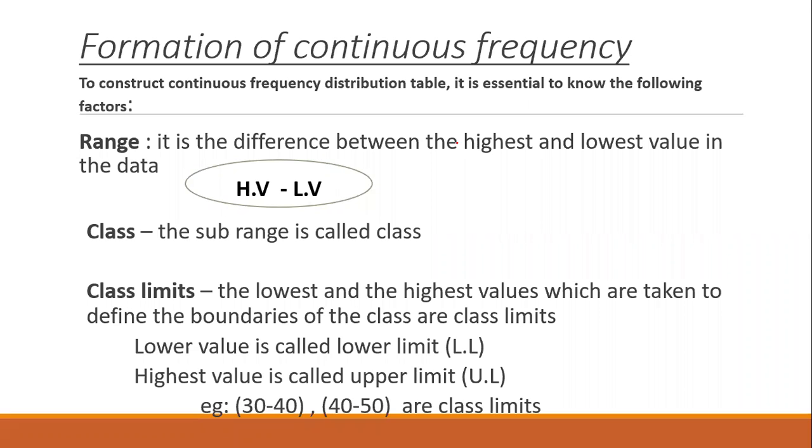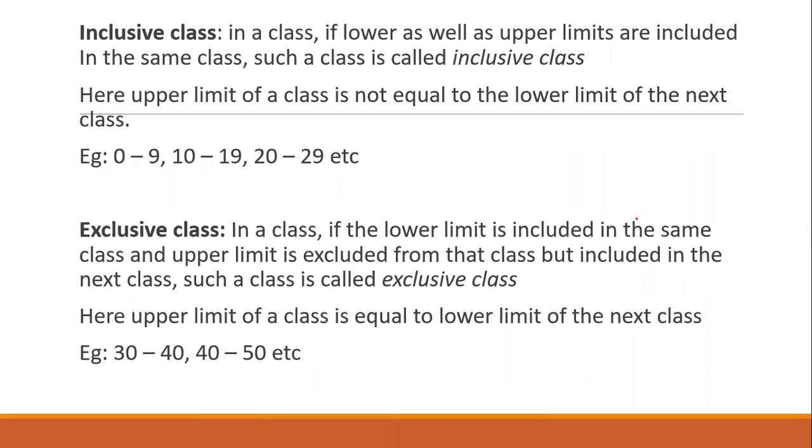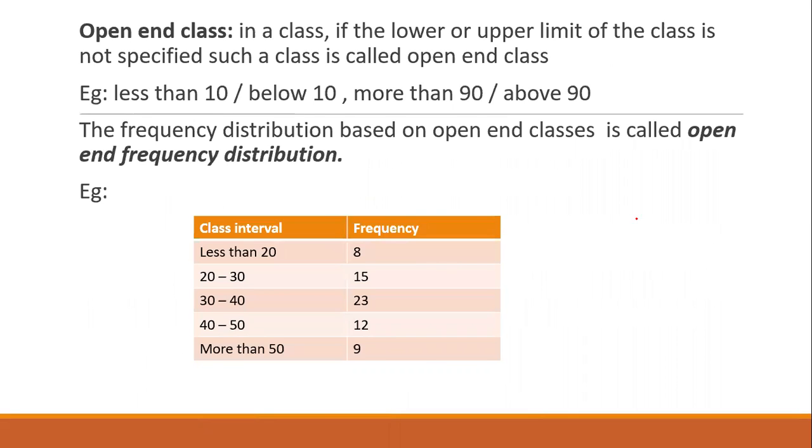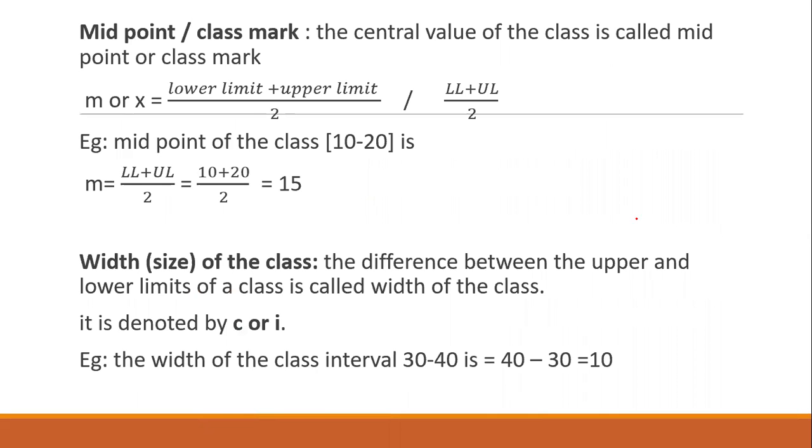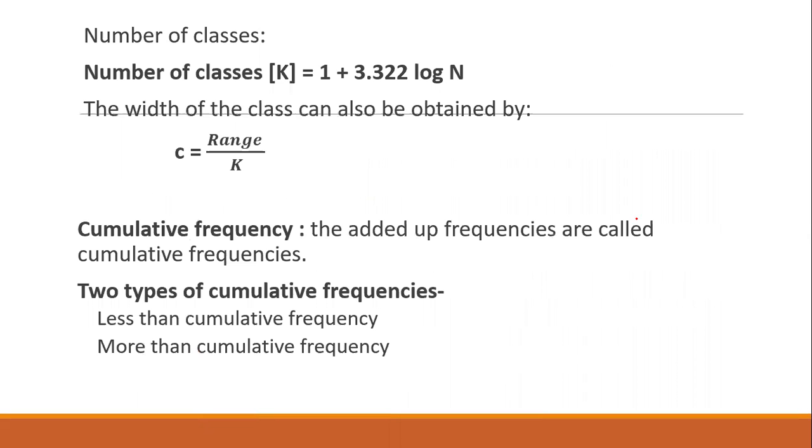In the previous class, we learned about various factors in continuous frequency. When you say continuous frequency, it is where you consider class intervals. For example, from 0 to 10, 10 to 20, when you make a particular class, that is called continuous class frequency. In that we learned about some factors like range, class limit, inclusive class, exclusive class, correction factor, open-end class, midpoint, and width of the class. So we have all learned about these concepts.